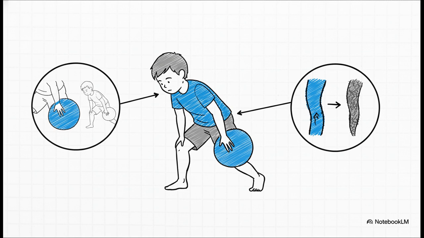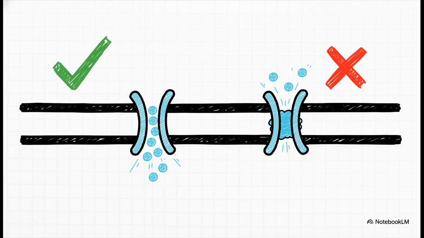And this leads to the classic signs of DMD: progressive muscle weakness, the Gower sign, where a child has to use their hands to walk up their own legs to stand, and enlarged calves that look muscular but are actually filled with scar tissue and fat. For our final example, let's look at cystic fibrosis, or CF.